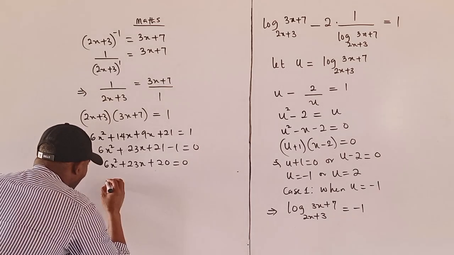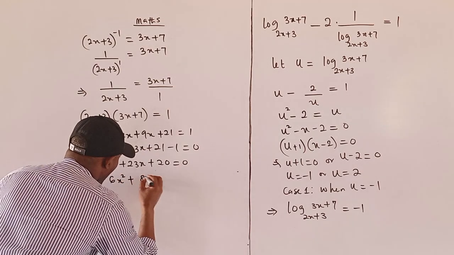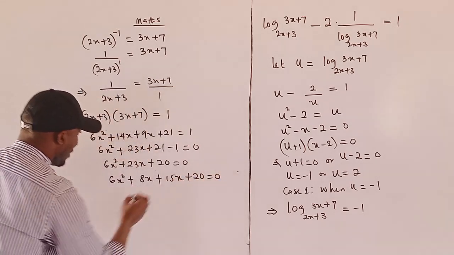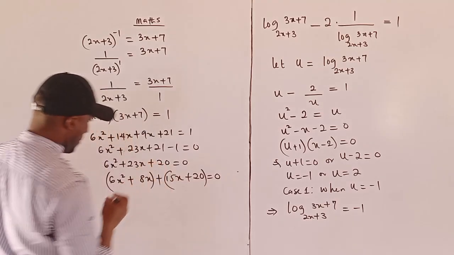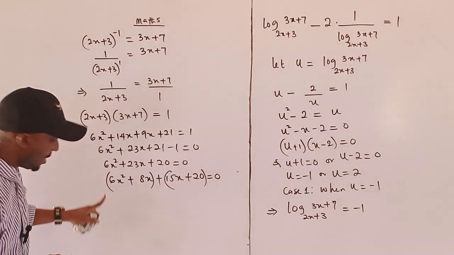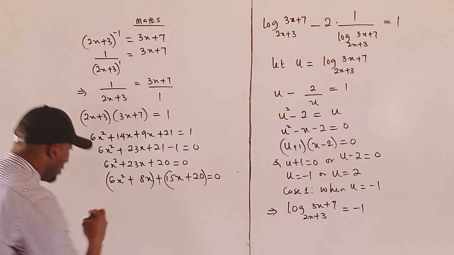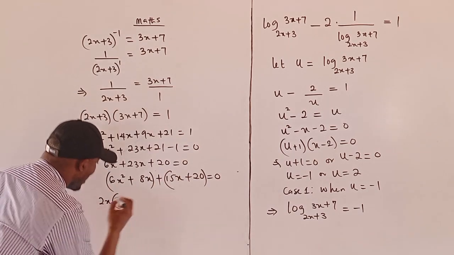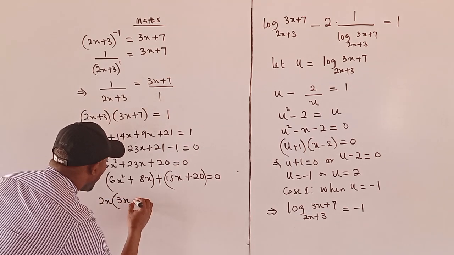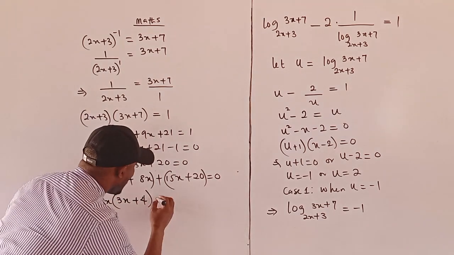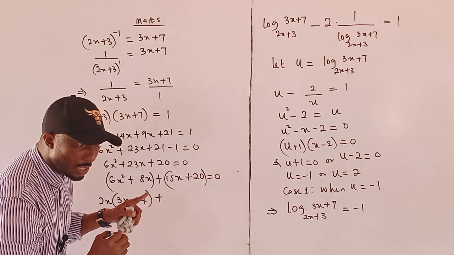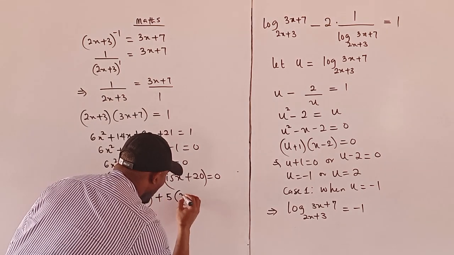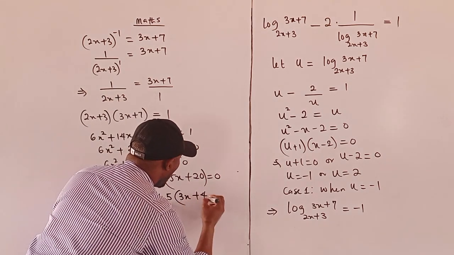So I'll go ahead. This is 6x squared + 8x + 15x + 20 equal to 0. So I will group this. From the first pair of group, 2x is common. I will factor out 2x. 2x divide 6x squared, that will be 3x. 2x divide 8x, that will be 4. 15 and 20, 5 is the HCF. 5 divided 15x, that's 3x. 5 divided 20, that's 4. Okay, this is correct.